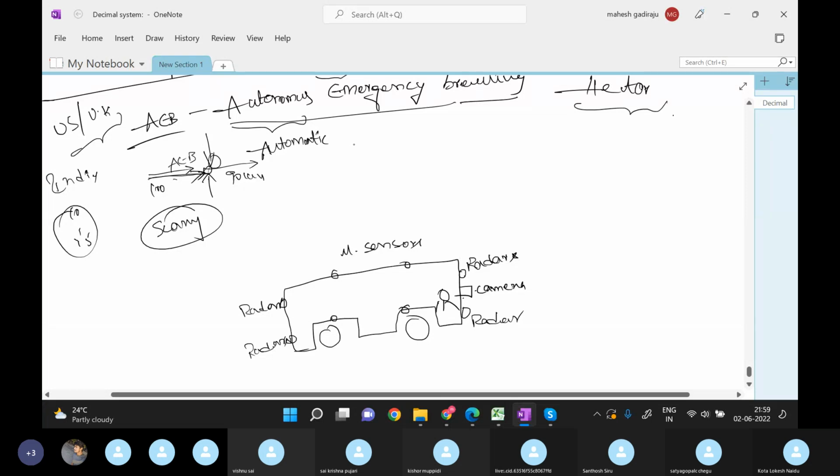AEB means the driver does not need to apply the brake. The system, in the sense the ECU, will sense the scenario. It can understand how much brake pressure it has to apply, and then it will apply the braking automatically. At least it will try to reduce the impact of the accident, or it may try to stop the entire vehicle without being involved in the accident. This is what the autonomous emergency braking system is. How that will happen is what I will tell you now. Got it?